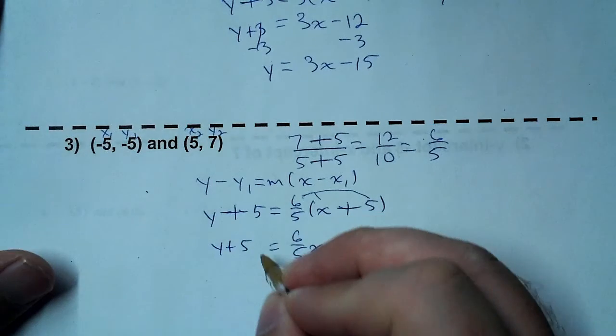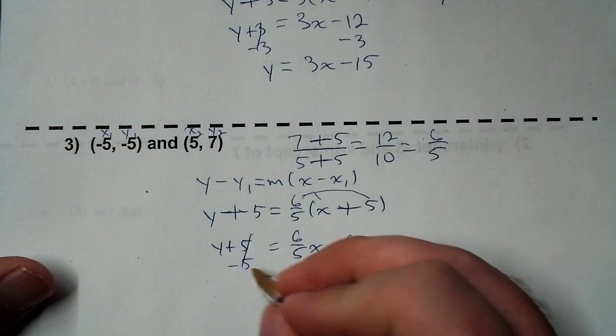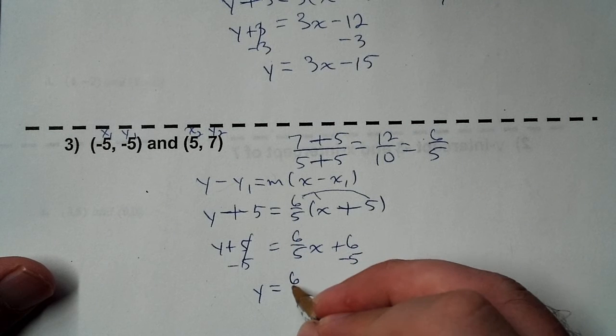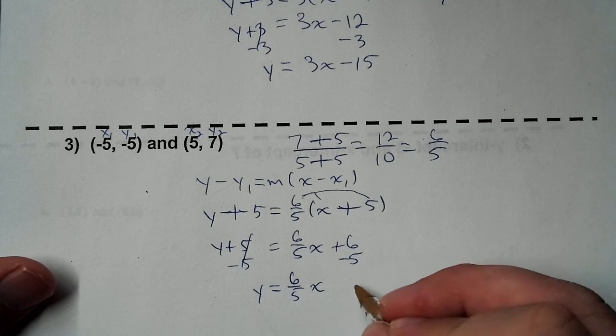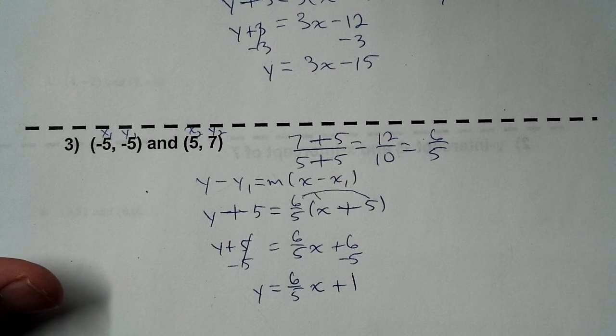And then I've got y plus 5, so I need to get it by itself. Subtract 5. And y equals 6 over 5x plus 1. And we did it. I'm going to stop the video here, and we'll do a few more that have some special scenarios.